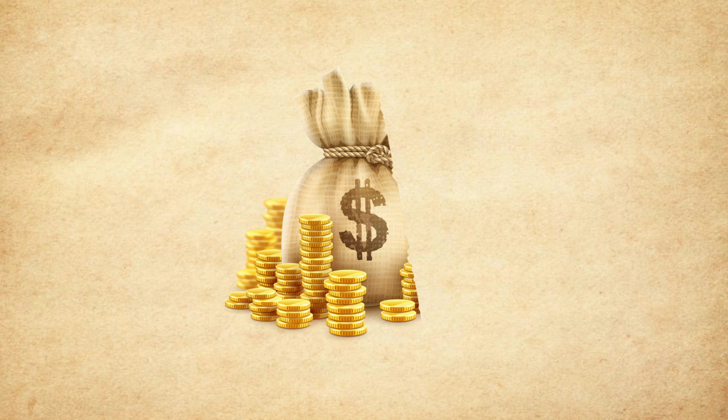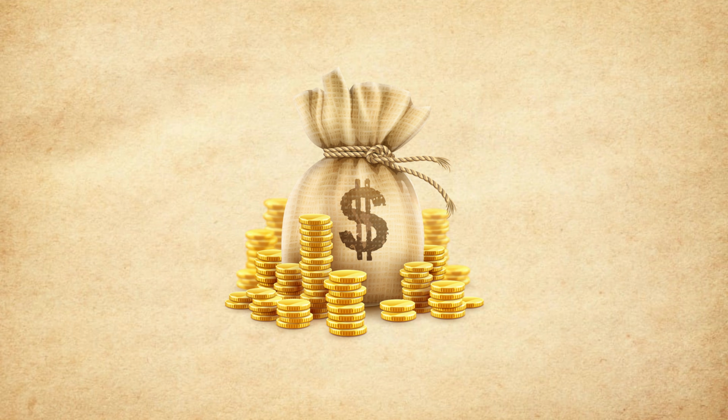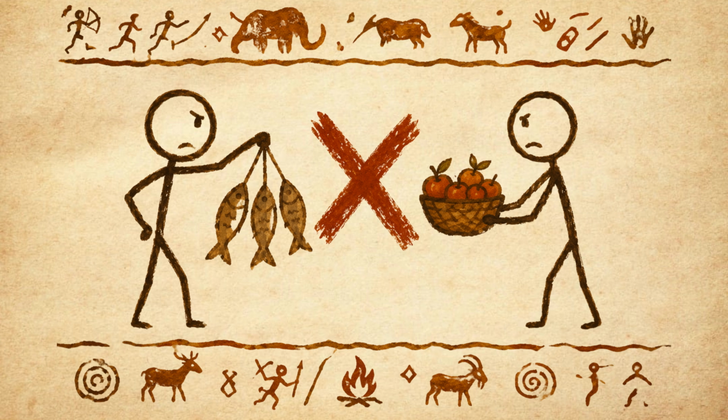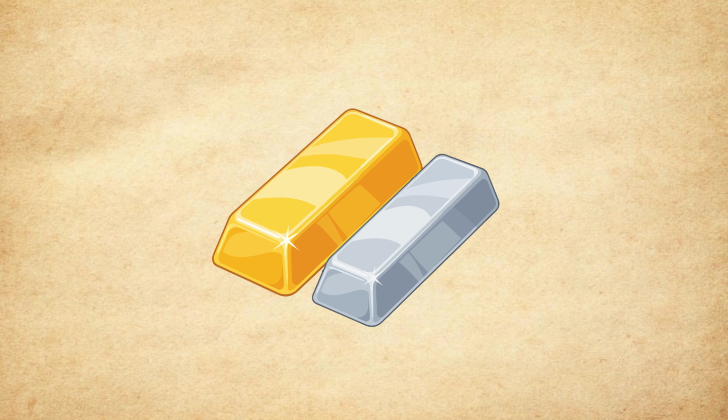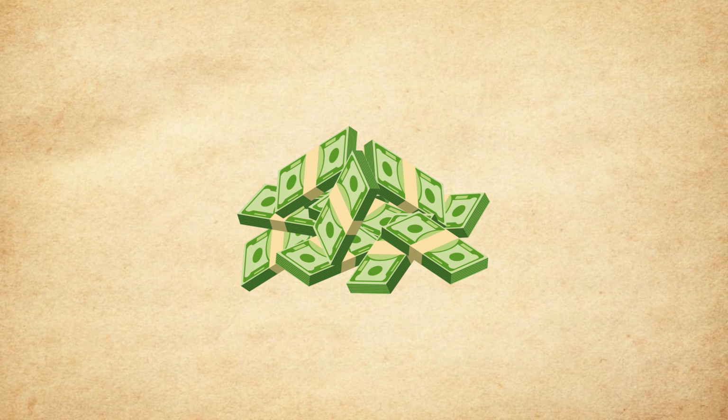To understand why printing money is dangerous, we first need to understand what money actually is. Thousands of years ago, people just traded stuff directly. One grew apples, the other traded him fish. Simple. But what if one doesn't want apples? So humans invented money as a medium. First, it was gold and silver, rare metals that everyone valued. Then came coins, then paper notes.